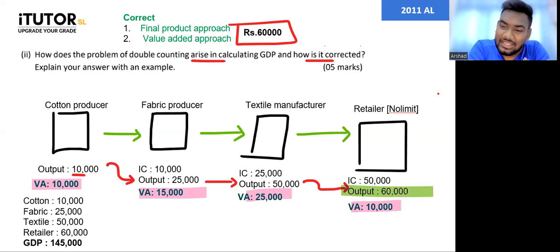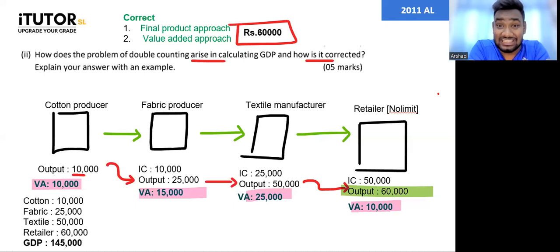And can you all tell me, from these two approaches, which one is the better one? The final product approach or the value added approach? Which one is the better one? The value added approach is the better one. Why is that? Why do we say the value added approach is better than the final product approach? Both are giving the same answer at the end of the day. So how is the value added approach better than the first one?